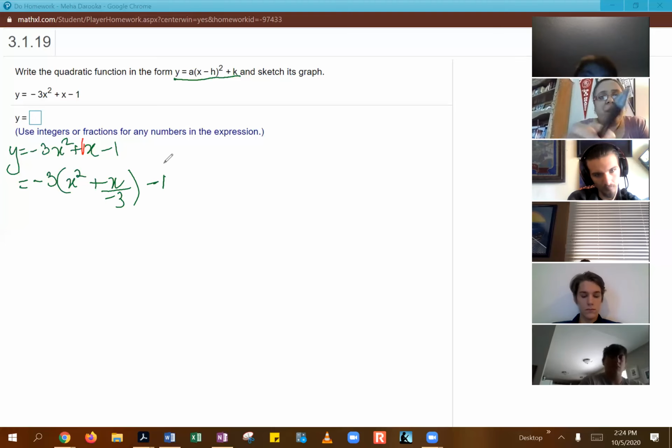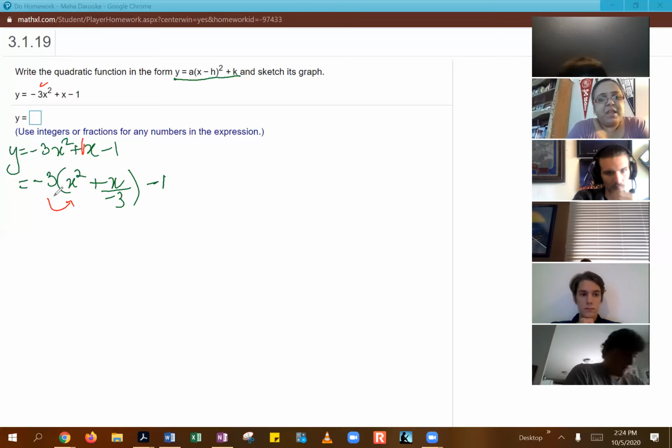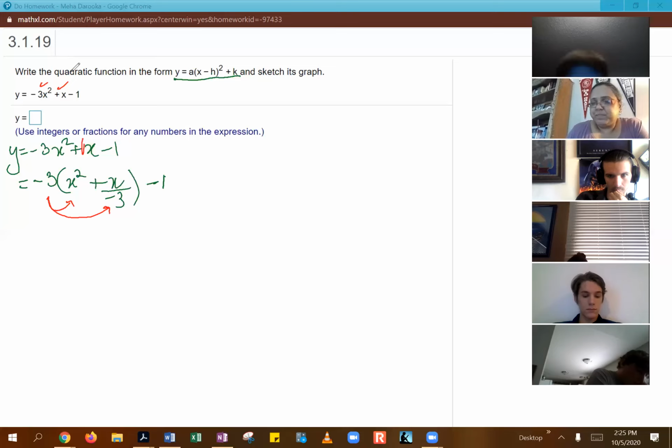So one thing to remember is if I were to go back and multiply this -3 into my x squared, I should get back to my first term. When I multiply the -3 with my second term, I should get back to my original second term. So, we're not changing our calculation. We're just rewriting the equation over here.